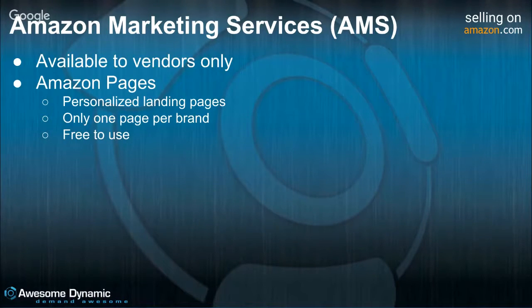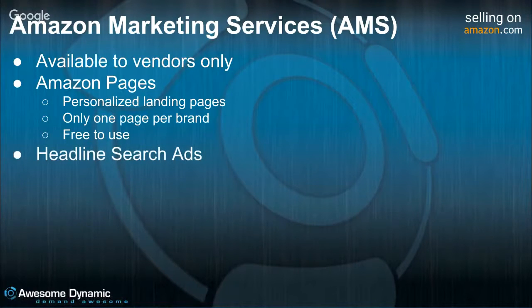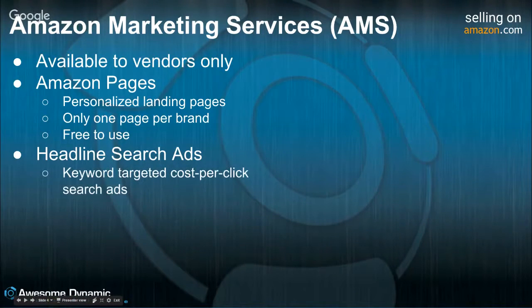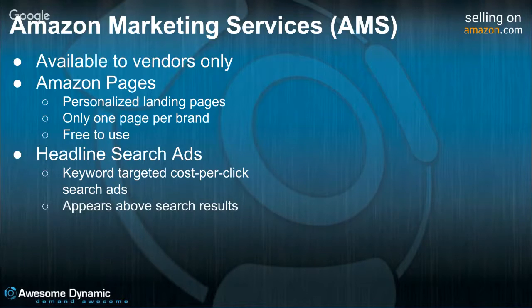So the next type of ad are product display ads, and we all are already familiar with these. I'm sorry, I had these things reversed in my notes. My apologies. Headline search ads. So headline search ads are, again, only available to vendors. But basically what it allows you to do is, again, targeted pay-per-click search ads. And what they do is that they appear above the search results.